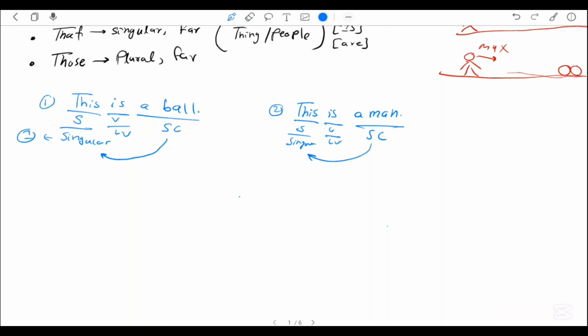What is the plural form of this? The plural form of this, I mean, when there are more than one thing, what word should we use? We should use these, right? The plural form of this is these. We talked about this previously. So we use these with are, like these are balls.